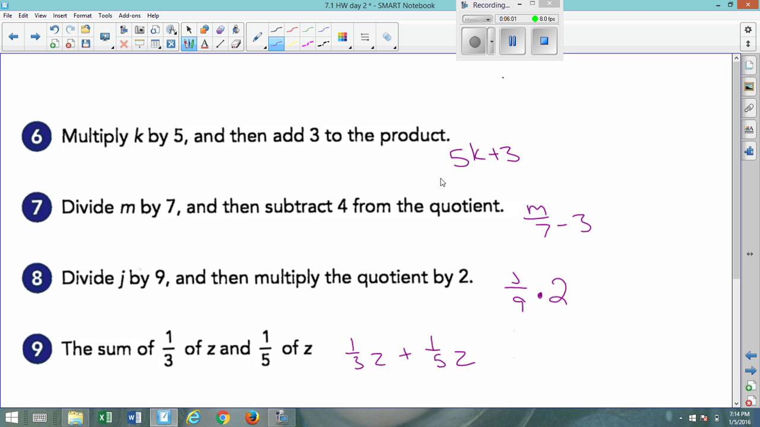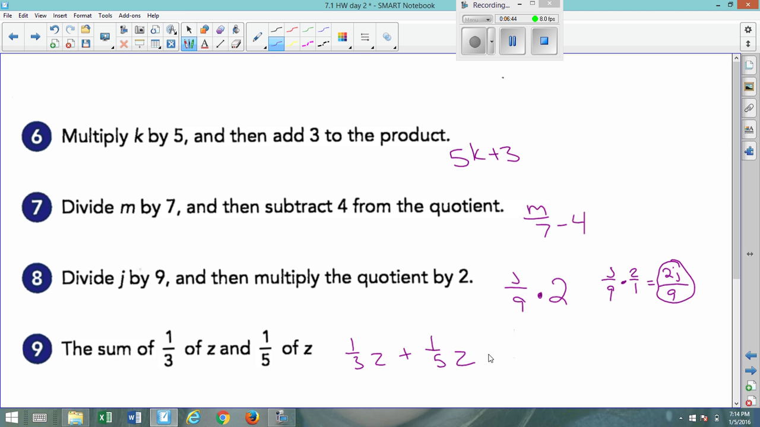Multiply k by 5 and then add 3. So 5 times k plus 3. Divide m by 7. So m over 7. Then subtract 4 from the quotient. So it's going to be minus 4. I do not know why I wrote minus 3. Divide j by 9 and then multiply the quotient by 2. So j divided by 9 times 2. Should actually take it a step further. That would be j over 9 times 2 over 1 equals 2j over 9. That should be the correct answer.